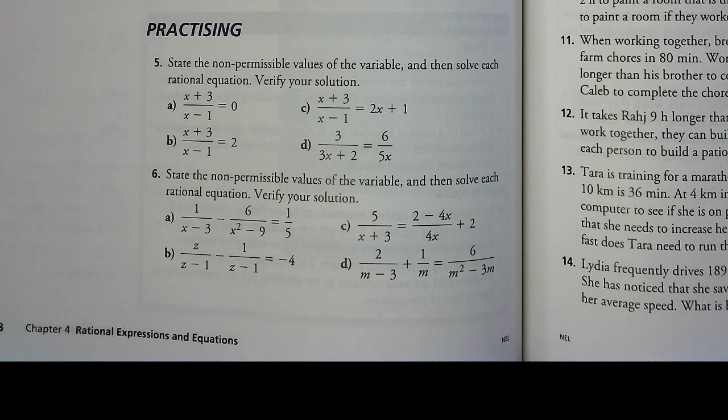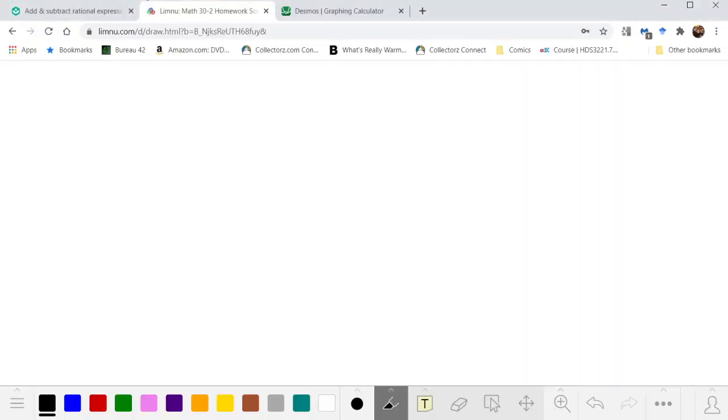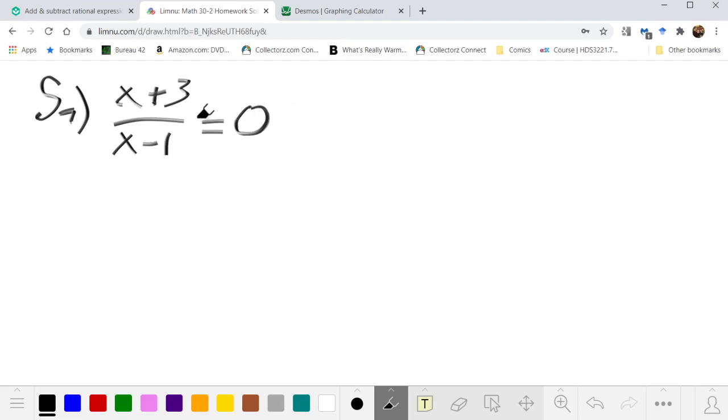So our first one, A, is x plus 3 over x minus 1 equals 0. So we have x plus 3 over x minus 1 equals 0. Now in this case, our non-permissible value comes from taking our denominator and saying it is forbidden to be 0. And then we treat the not equal to like an equal to and solve for x. So x cannot be 1.